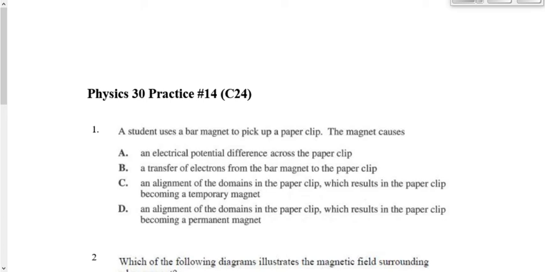Remember, when we have a charged object nearby a neutral object, this is electric charges, right? It induces a temporary separation of charge, which causes the neutral object to be attracted to the charged object. When we bring a magnet nearby a ferromagnetic material, it induces a temporary alignment of domains, which causes the non-magnet to be attracted to the magnet. So that's what we have here. The answer is C. Number 2.